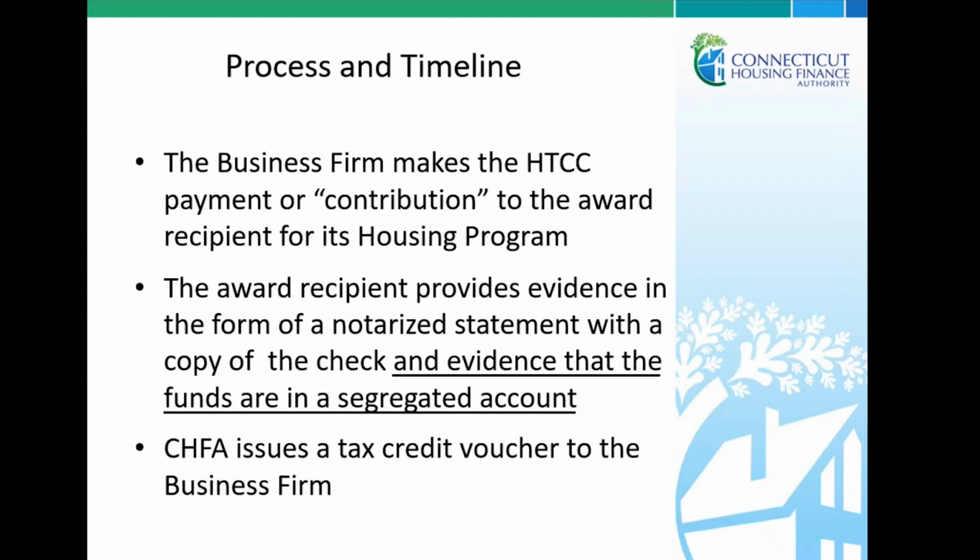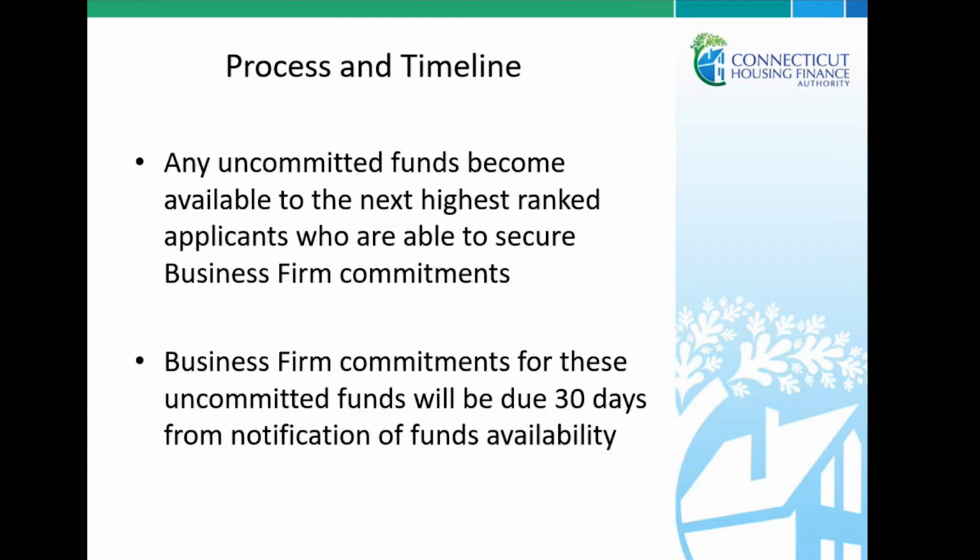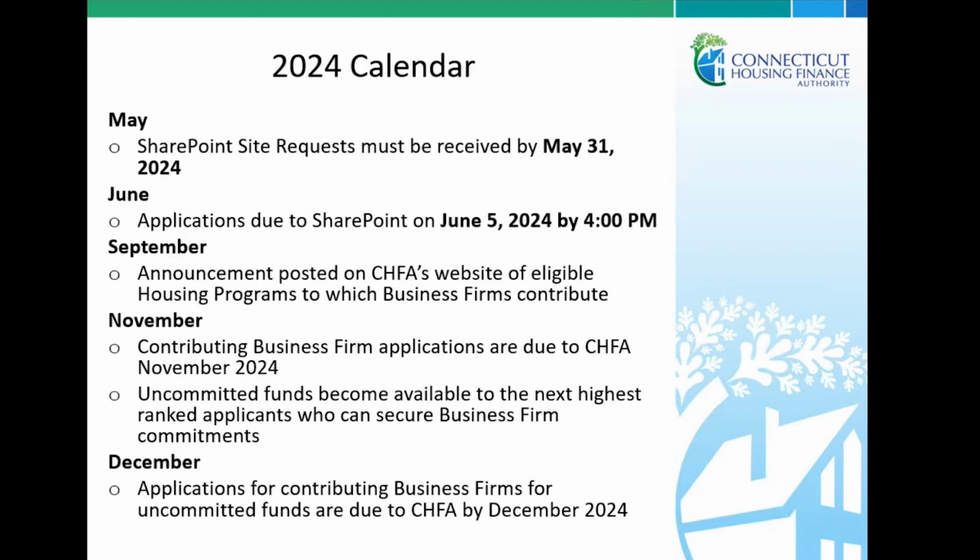And CHAPA issues a tax credit voucher to the business firm. Any uncommitted funds become available to the next highest ranked applicants who are able to secure business firm commitments. And business firm commitments for these uncommitted funds will be due 30 days from notification of funds availability. And here's just a calendar of pretty much all I just said.